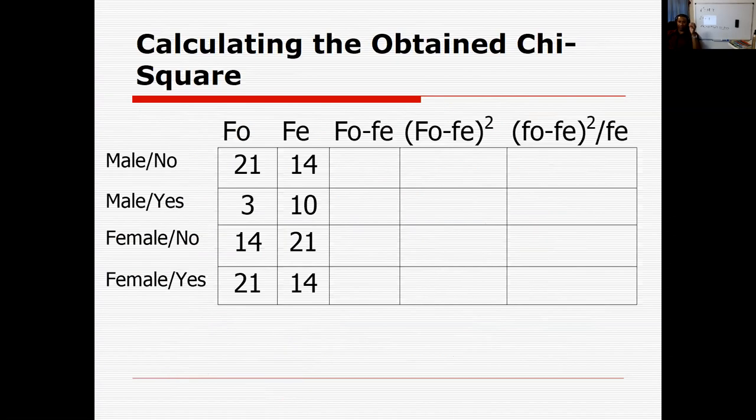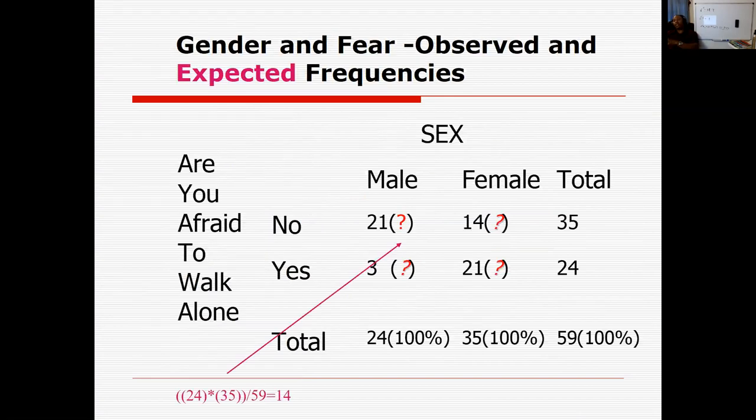What does that mean? Let's go back to this data. Let's say we look at males who said no and double it from 21 to 42. Males who say yes, we double it from 3 to 6. Females who say no, 14, we double it to 28. Females who say yes, 21, we double it to 42, okay? What's going to happen to our chi-square?